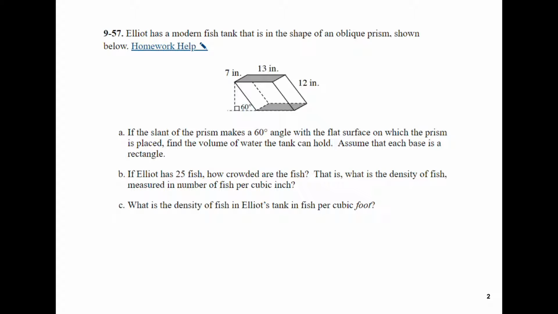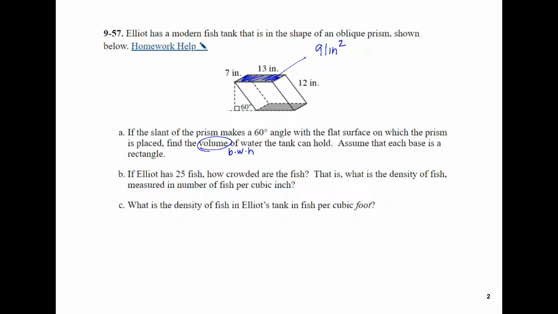957. Elliot has a modern fish tank that is in the shape of an oblique prism, shown below. If the slant of the prism makes a 60-degree angle with the flat surface on which the prism is placed, find the volume of water the tank can hold. Assume that each base is a rectangle. So when we're finding volume, we need base times width times height. So we can find the area of our base, which is 7 times 13, which would be 91 inches squared.